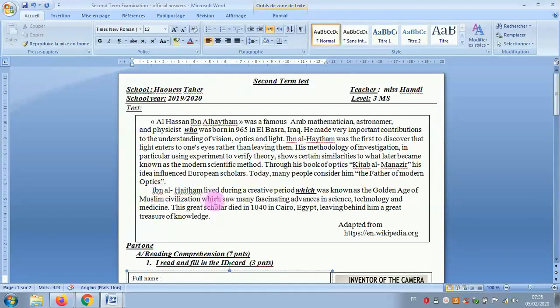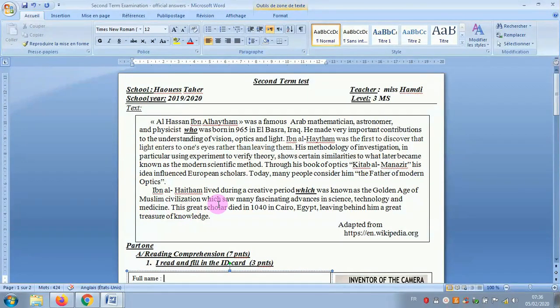ابن الهيثم lived during a creative period، عاش في فترة مزدهرة which was known as the golden age of Muslim civilization، والتي رأت تقدم كبير in science، in technology and in medicine.